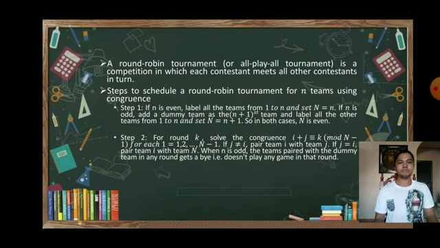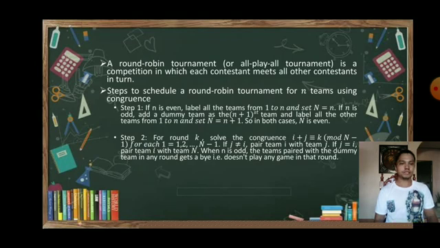Okay, next, step 2. For round K, solve the congruence I plus J is congruent to K mod N minus 1. Okay, so ito po yung gagamitin nating formula sa pagkuha ng pairings. And then, take note po that the small letter K represents the number of rounds. For each I equals 1, 2, until N minus 1. If J is not equal to I, pair team I with team J. And then, if J is equal to I, we have to pair team I with team N.